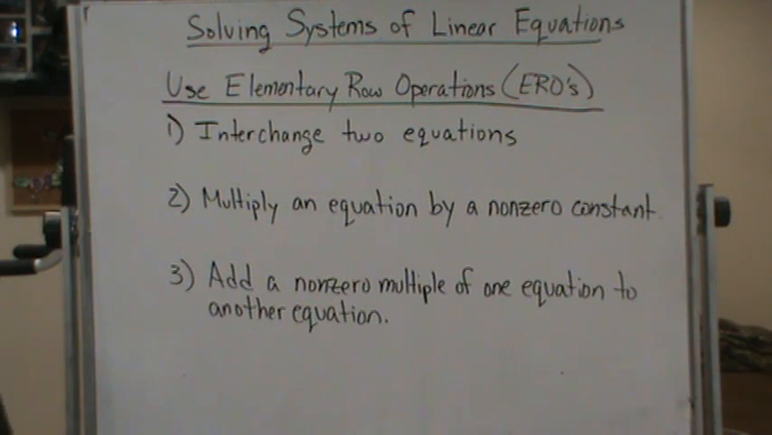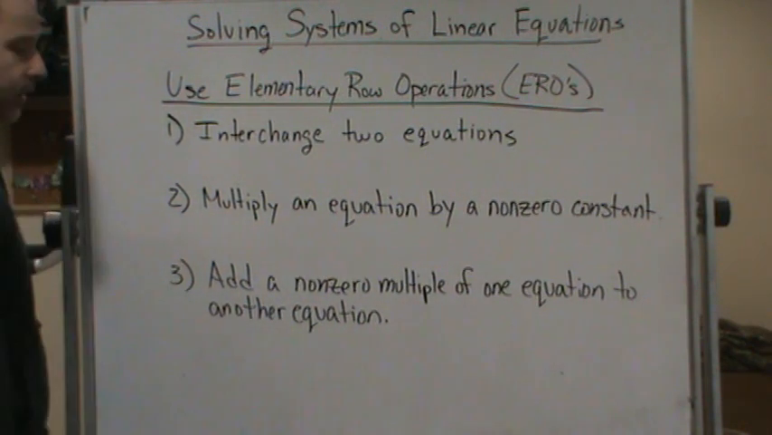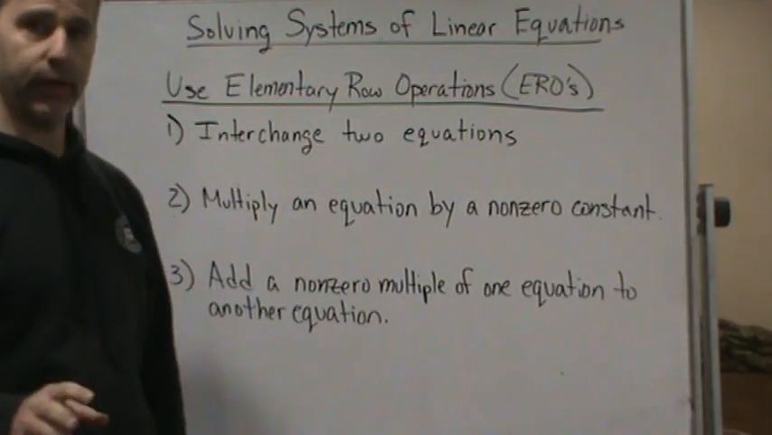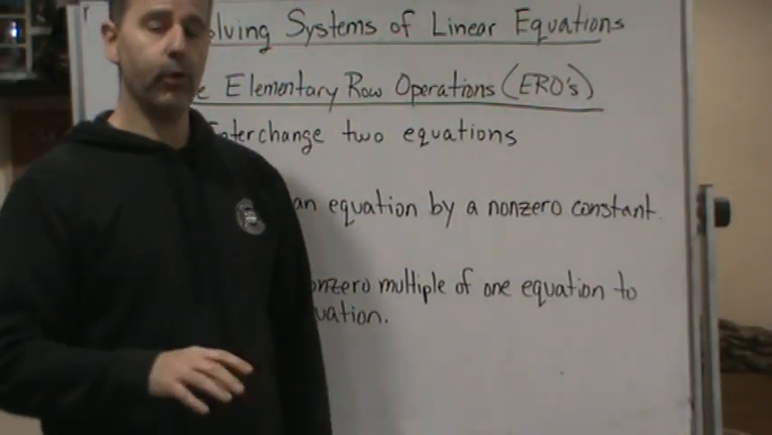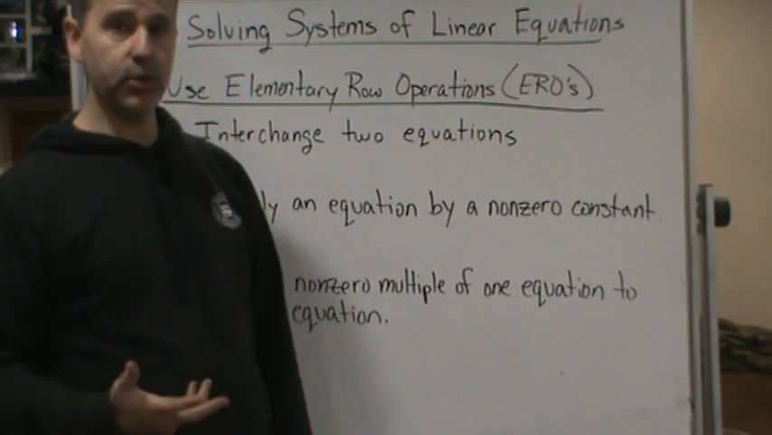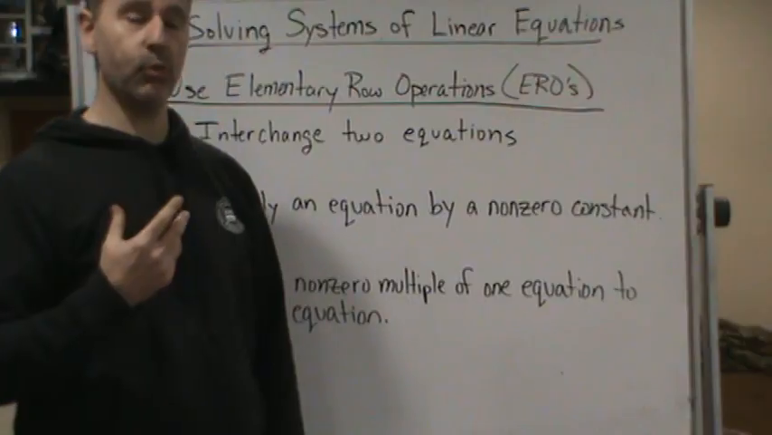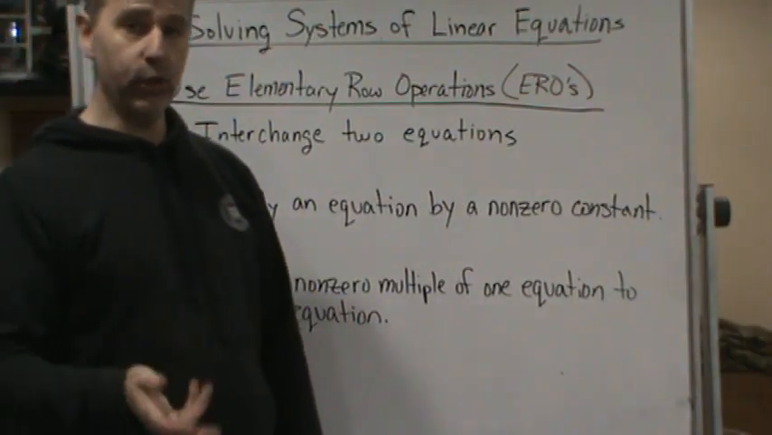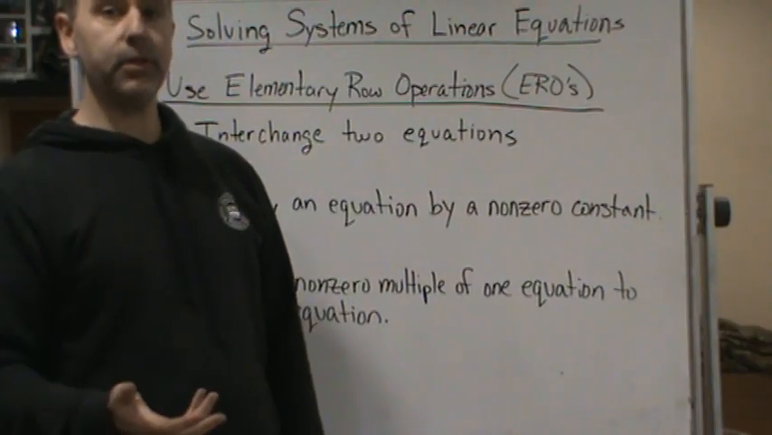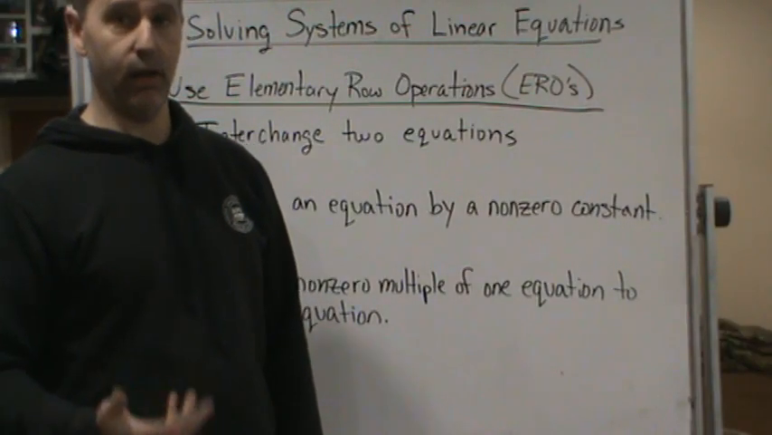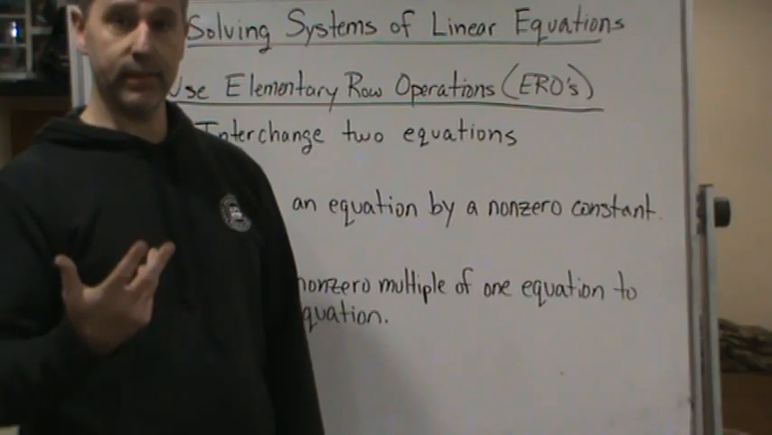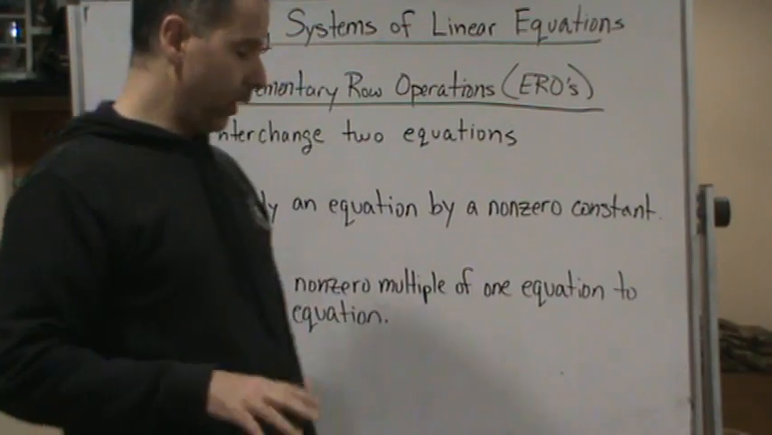All right, welcome back. So now we're going to introduce what we call elementary row operations. If you remember from previous discussions when we talked about solving systems of linear equations, we talked about what things we can do to a system of equations that won't change the solution set of the original system. So what are those three things?